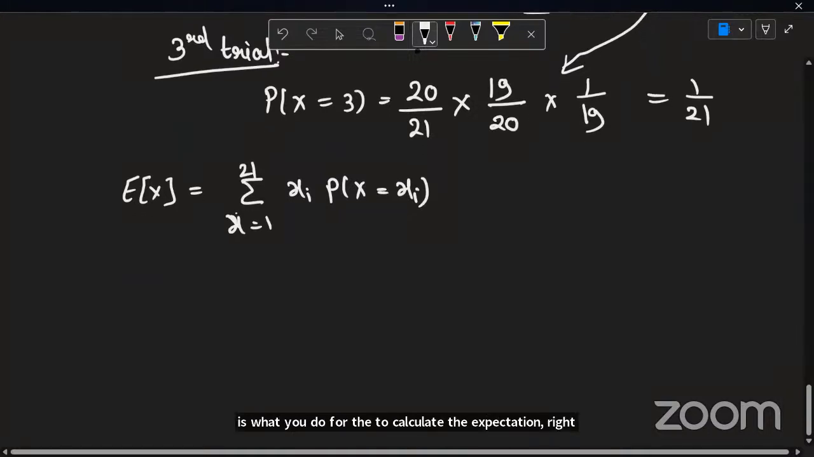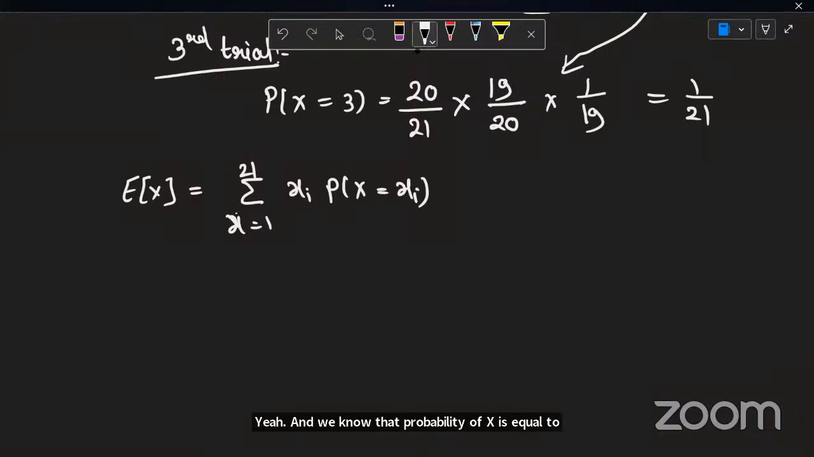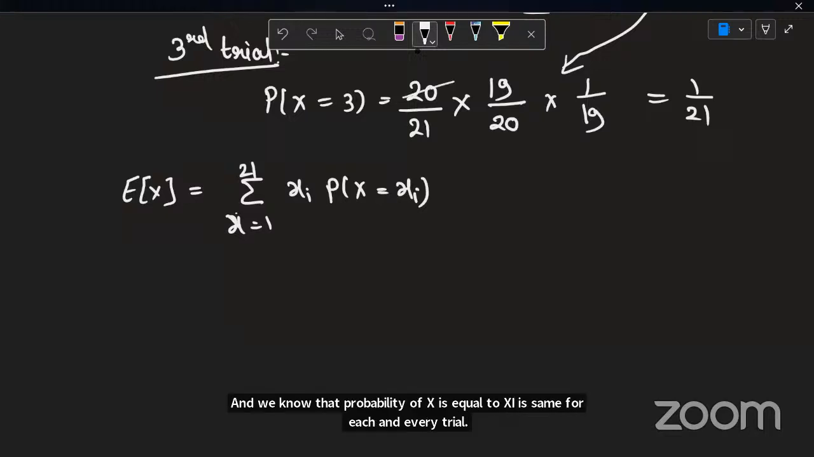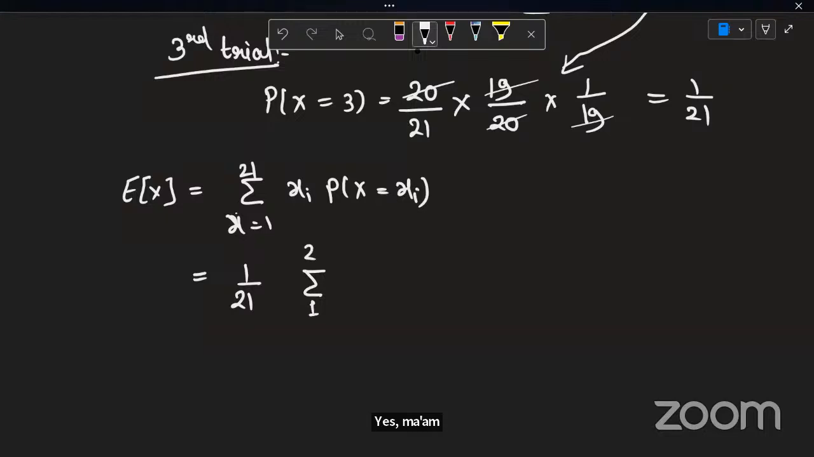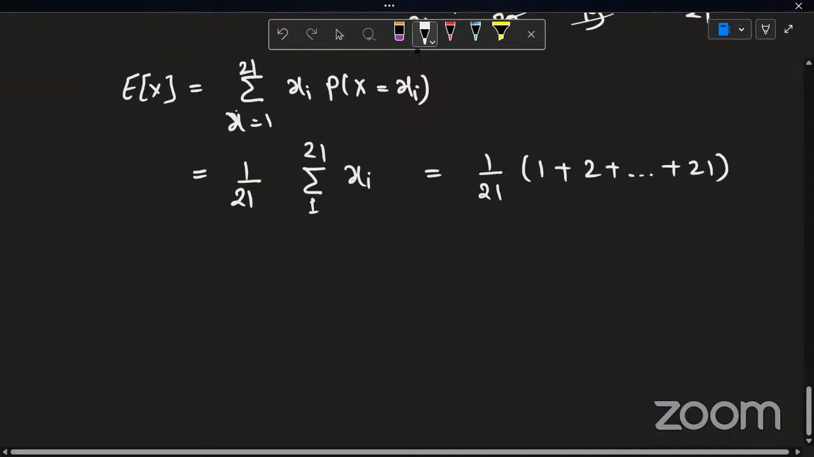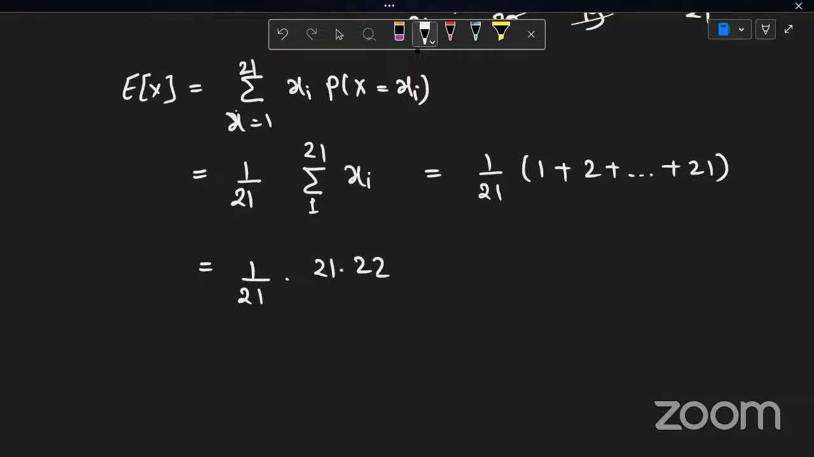And we know that the probability of x equal to xi is the same for each and every trial, so these things will get cancelled out, and finally you get 1 by 21. So can I write it as 1 by 21 into the summation 1 to 21 of xi? This will be equal to 1 by 21 into 1 plus 2 plus till 21, the sum of the first 21 natural numbers. It is nothing but 21 into 22 divided by 2.